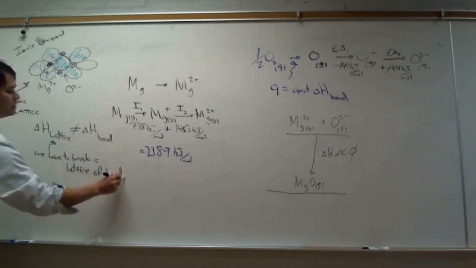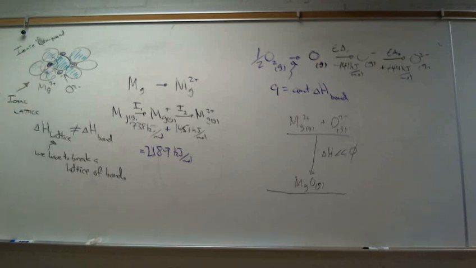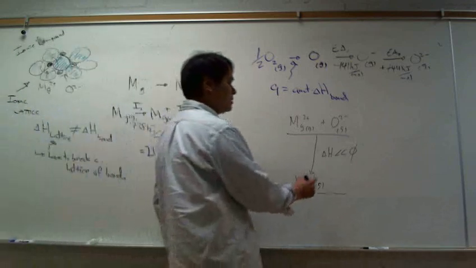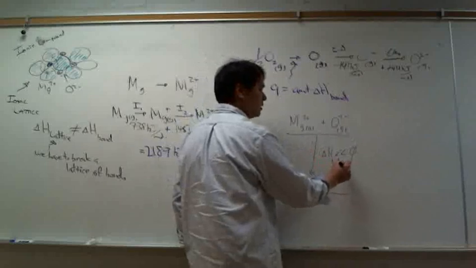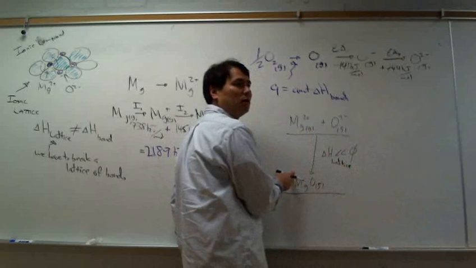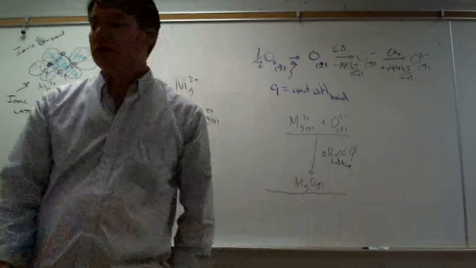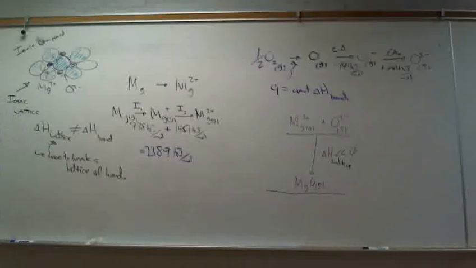And the lattice of bonds is, you sum up all the attractions and subtract out all the repulsions, and net you're going to have a very strong lattice. Not necessarily a very strong bond, but a very strong lattice. And so this is what we see here. This is the delta H of the lattice. We get a lot of energy in return by forming this network here. And so yes, it did cost you a lot of energy to form the ions, but you get a lot of energy in return.